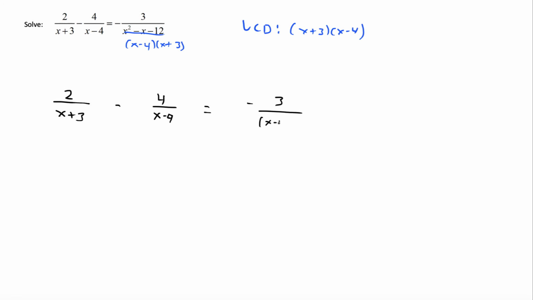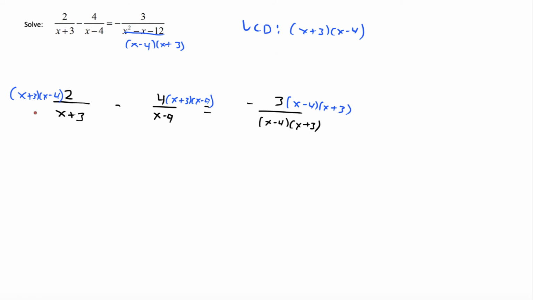So if I rewrite it, I'm going to leave a little bit of space here, because I'm going to multiply each term by x plus 3 times x minus 4. And this term here will also be multiplied by x plus 3 times x minus 4. And then the last term also will be multiplied by x plus 3 times x minus 4.